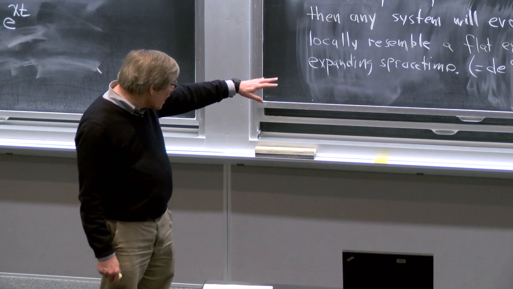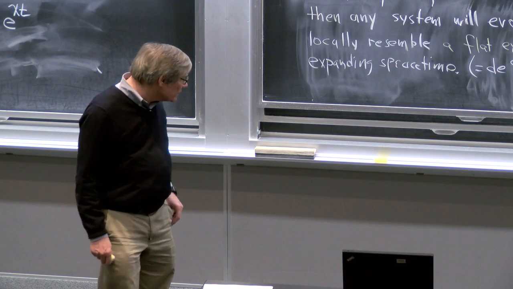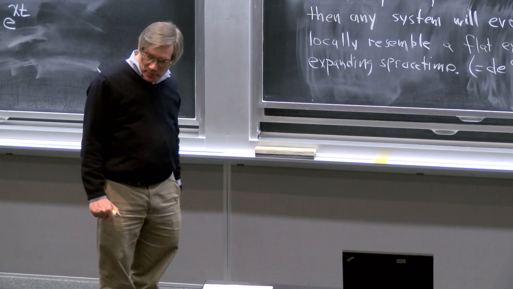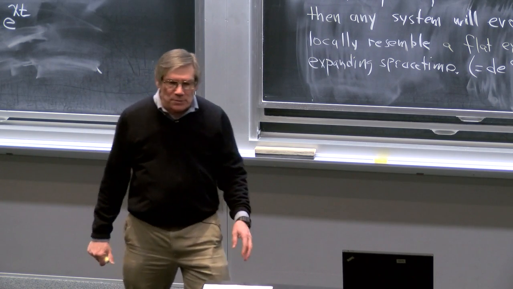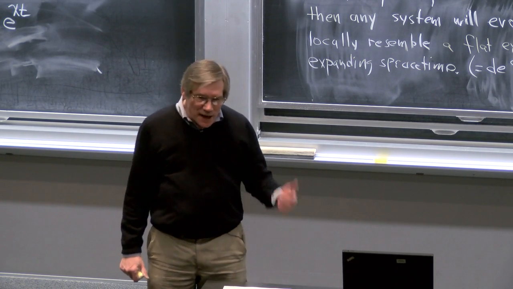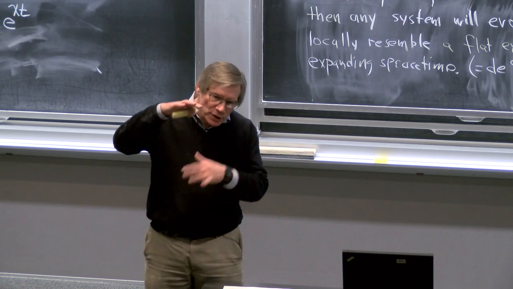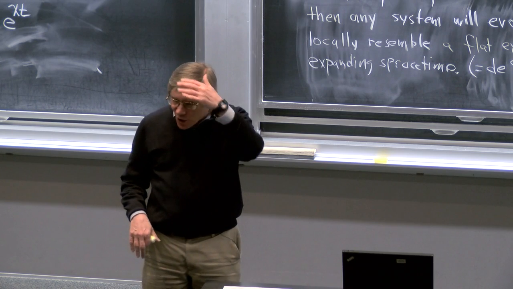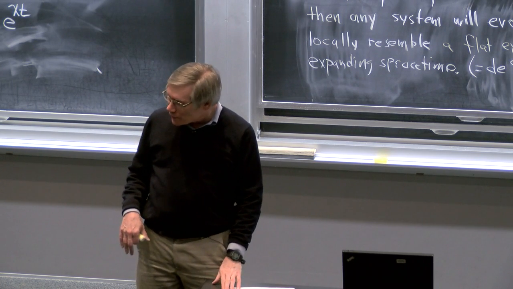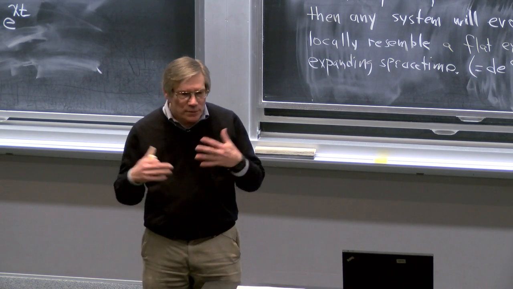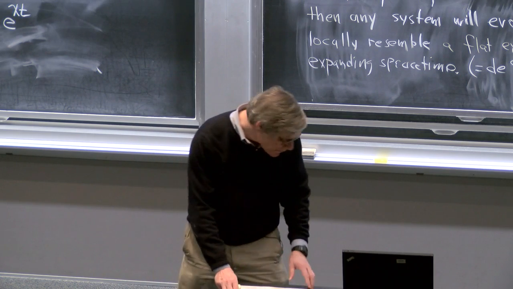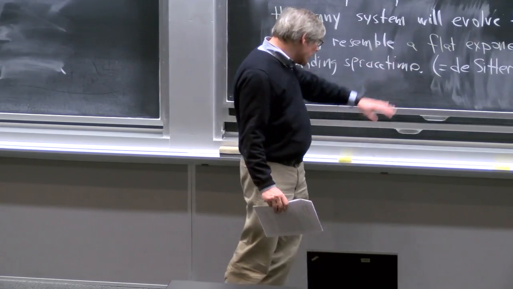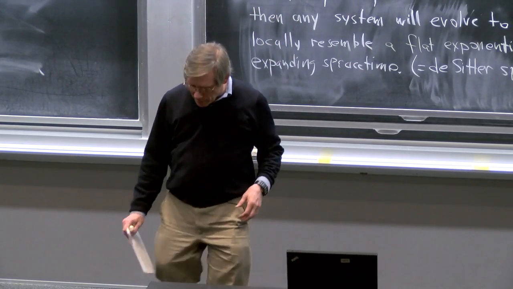In spite of the fact that I'm describing it as a flat exponentially expanding spacetime, that's not the only possible description. It turns out that the same spacetime, by changing what you call equal time surfaces, can be described as either an open or a closed Robertson-Walker universe, completely homogeneous in both cases. So it's very weird. But the easiest way to think of it for most purposes is as this flat exponentially expanding picture.